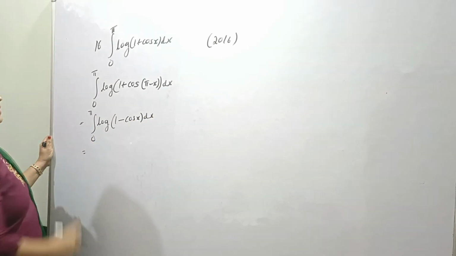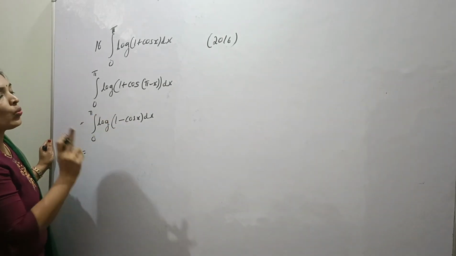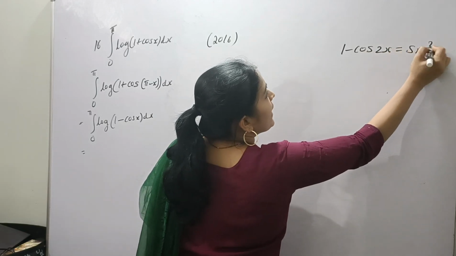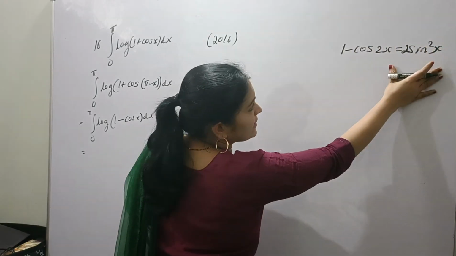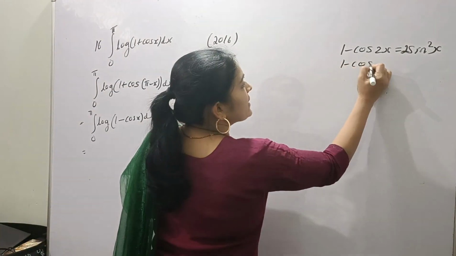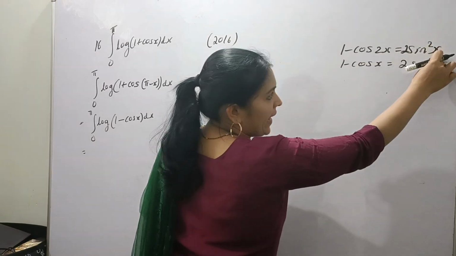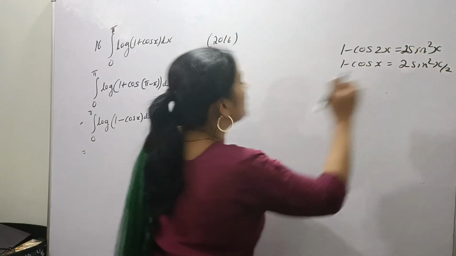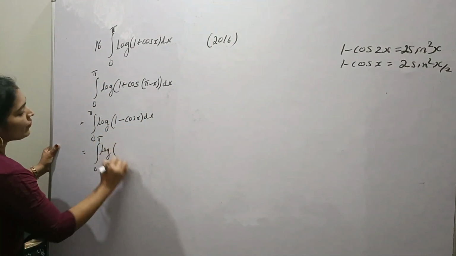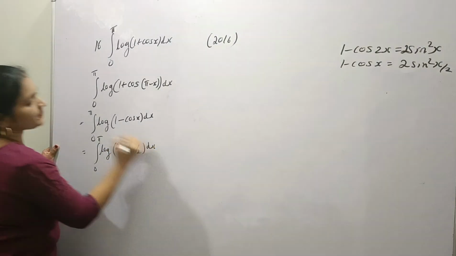Now next we will apply a trigonometric identity. We have the identity 1 minus cos 2x is equal to 2 sin square x. But here we have only 1 minus cos x. So 1 minus cos x is equal to 2 sin square x by 2, because when it is 2x here, when it is x, it is x by 2. So let's substitute: integral 0 to pi log of 2 sin square x by 2 dx.